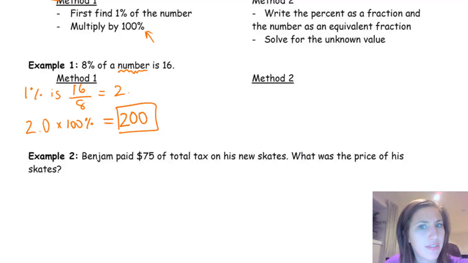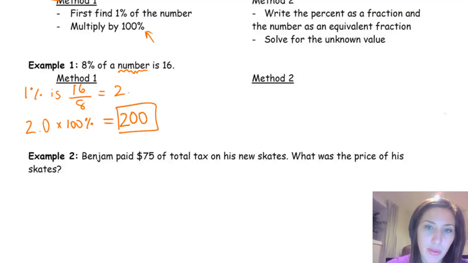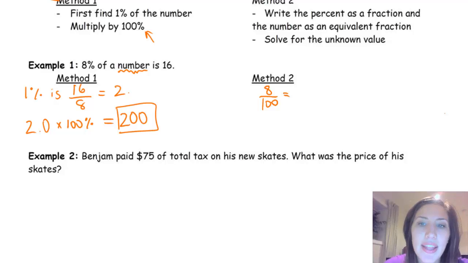Let's try method 2, see if we get the same answer, and then we'll check it. Write the percent as a fraction and the number as an equivalent fraction. Okay, so the percent as a fraction would be 8 over 100. And then the equivalent fraction, the other number is 16, and we don't know the total here. So we're going to do something called cross multiplying.